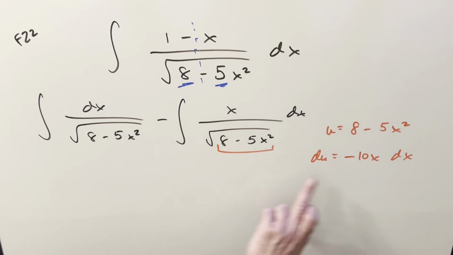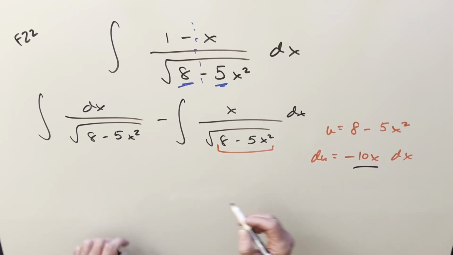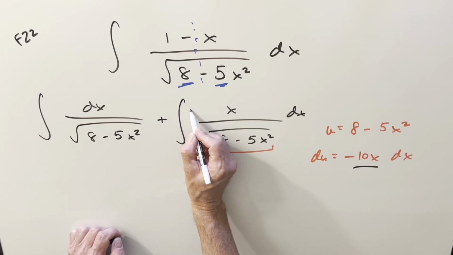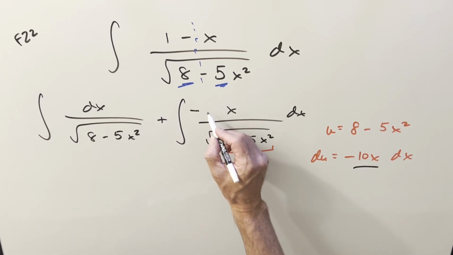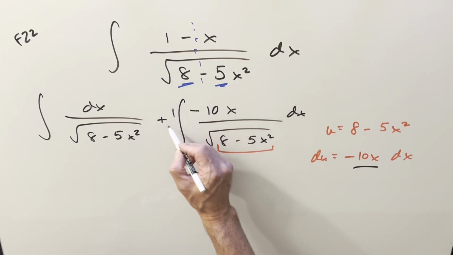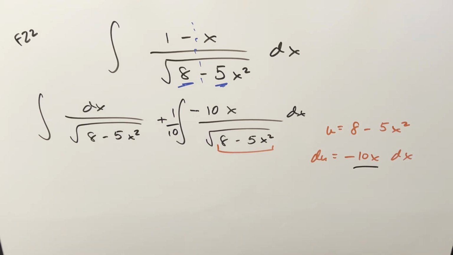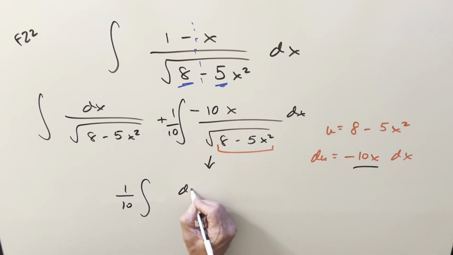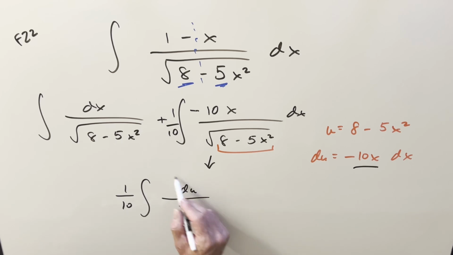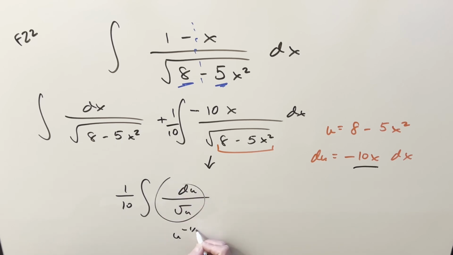So to set it up, I want to create this. Let's bring the minus sign inside like that. I'll create the 10, and so I don't change it, I'll just multiply by 1 over 10 out there. So then let's just go ahead and do this one. We end up with 1 over 10. The whole numerator becomes du, and we have square root of u, which can be written as u to the minus 1/2.